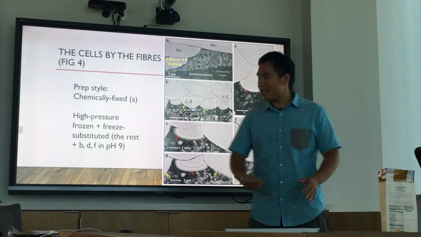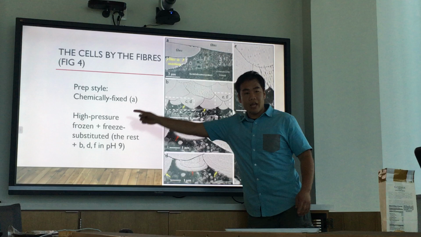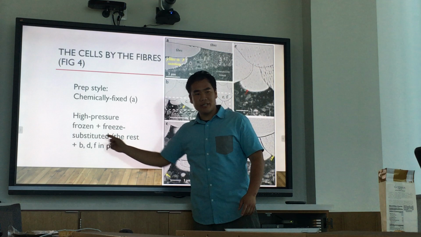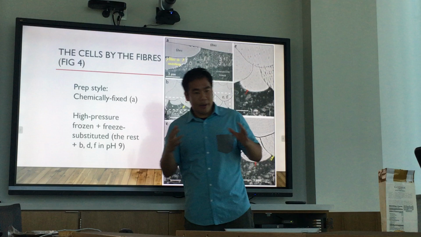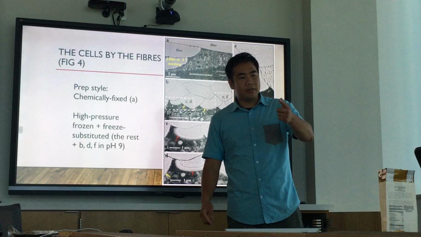by which they prepared these samples. They had a bunch of different preparation methods. This first one was prepared via chemical fixation. So they used certain chemicals to try to dissolve the shell and look at the properties of it. The rest of them were all high pressure frozen plus freeze substituted. I don't know what that means, but it has something to do with a bunch of chemicals that they use. And with those chemicals and the freezing, they are able to prevent shrinkage of the tissue. So it's kind of like what you were talking about with the ethanol, slowly drying it so it doesn't shrink the tissue.